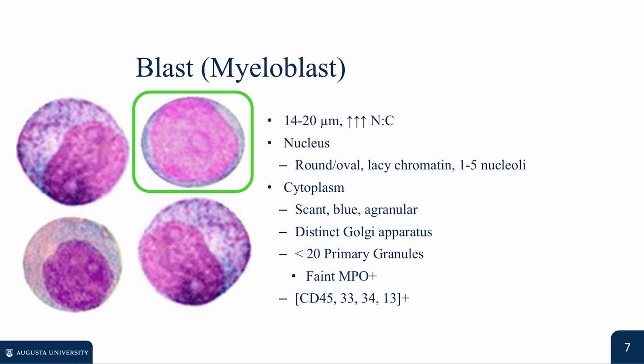Looking closely at the individual maturation stages, the myeloblast measures 14 to 20 micrometers and features a very high nuclear to cytoplasmic ratio. It displays fine lacy chromatin, 1 to 5 nucleoli, and an agranular basophilic cytoplasm with a distinct Golgi zone or paranuclear halo. A myeloblast contains fewer than 20 primary granules and faint positivity for MPO. Immunophenotypically, myeloblasts express CD45, the stem marker CD34, and myeloid markers CD33 and CD13.